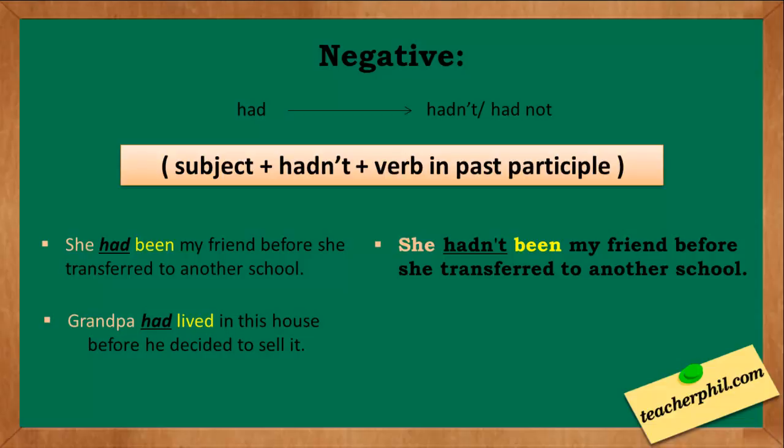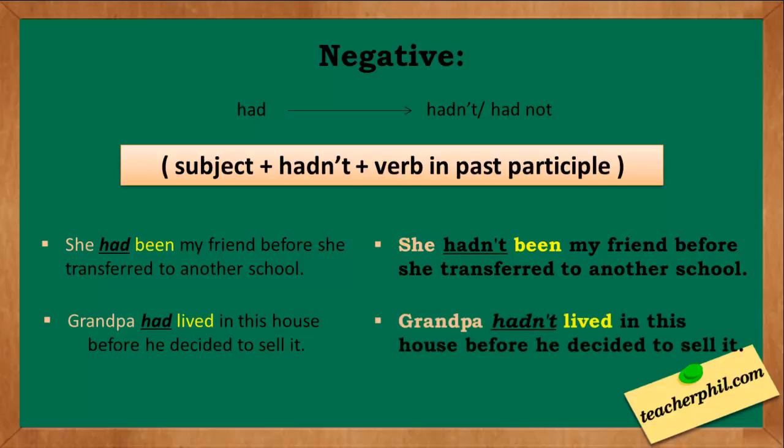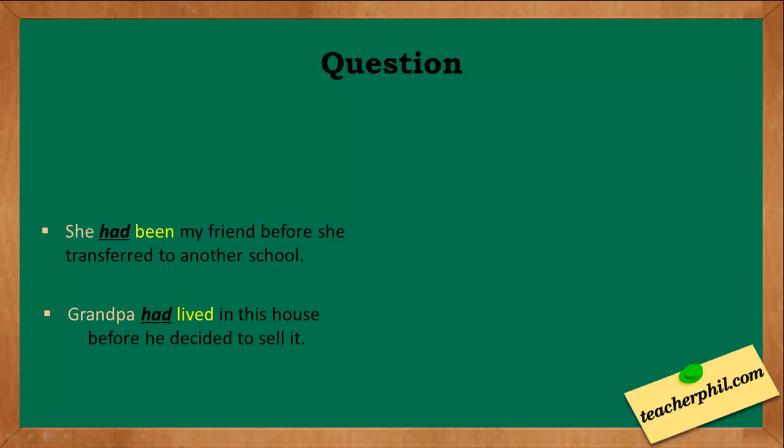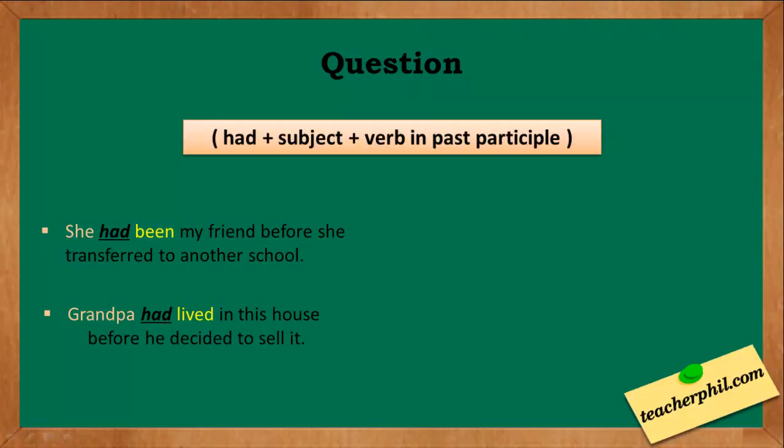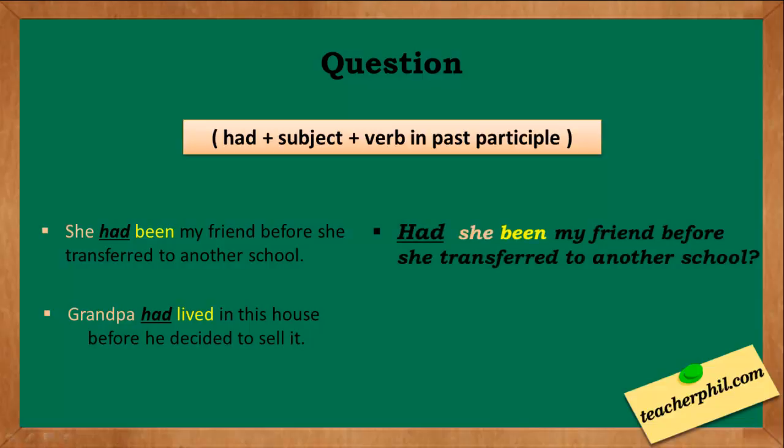Grandpa had lived in this house before he decided to sell it. Grandpa hadn't lived in this house before he decided to sell it. For the question, the pattern is had plus subject plus verb in past participle. Examples: she had been my friend before she transferred to another school. Had she been my friend before she transferred to another school?